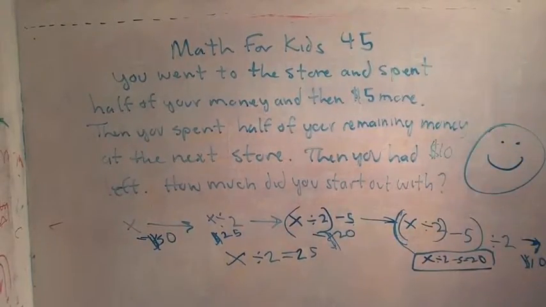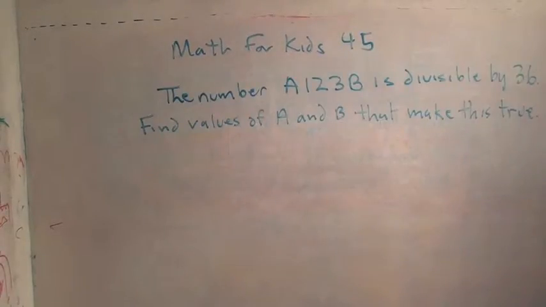Okay, you ready for the next one? Yeah. Okay, here's the next problem, and this is a really cool problem. The number A123B is divisible by 36. Find values of A and B that make this true.